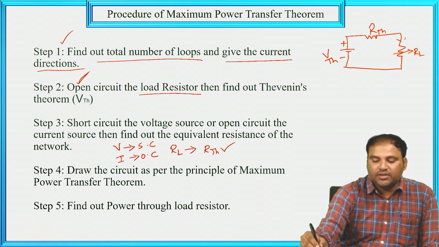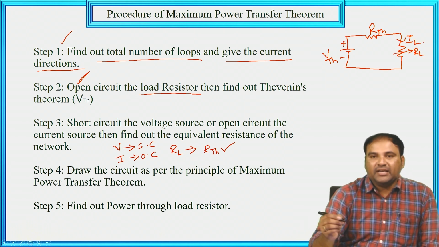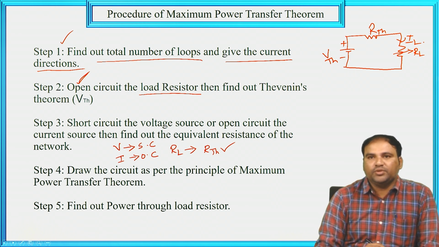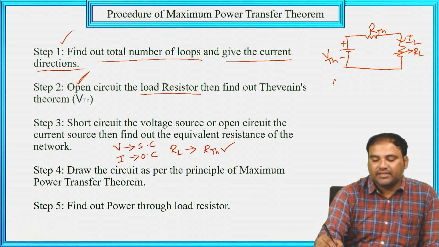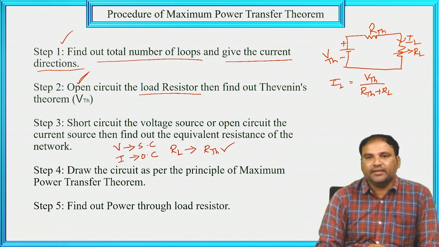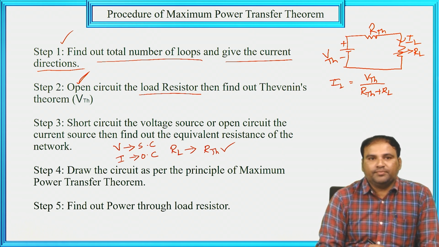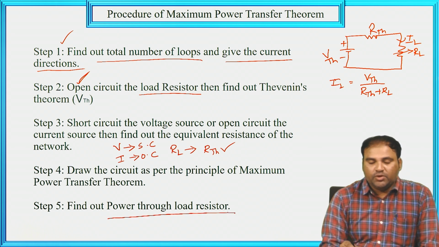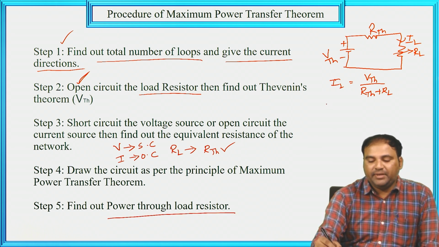Now across this load we need to calculate the maximum power. Here the current through the load is IL. So what is the IL equation? IL equal to VTH divided by RTH plus RL, according to Ohm's law. This is the load current equation, right? Now similarly, the power through the load resistor.